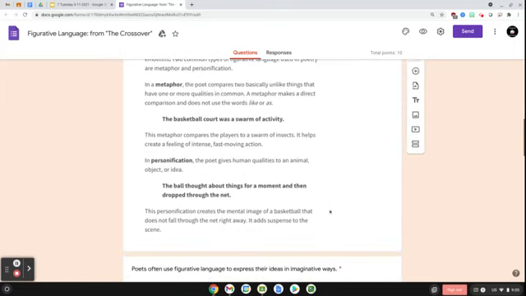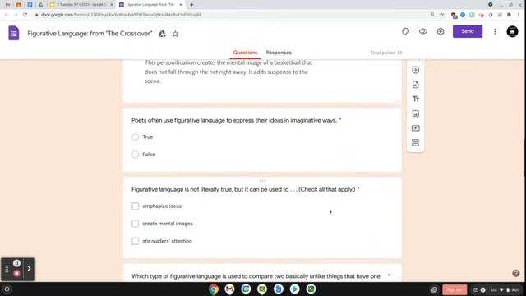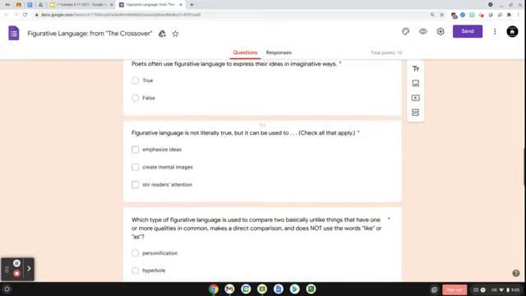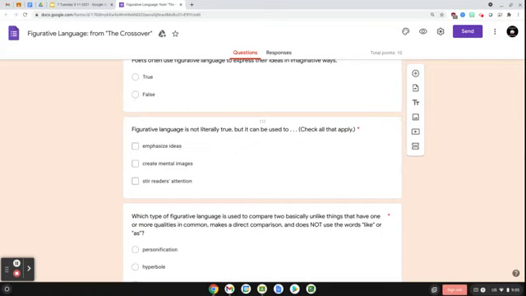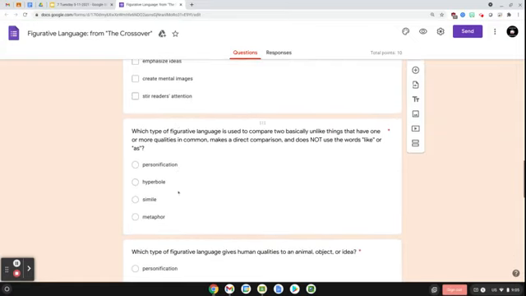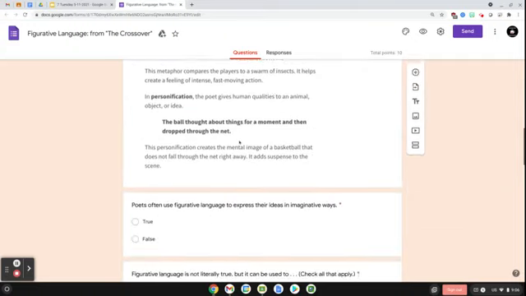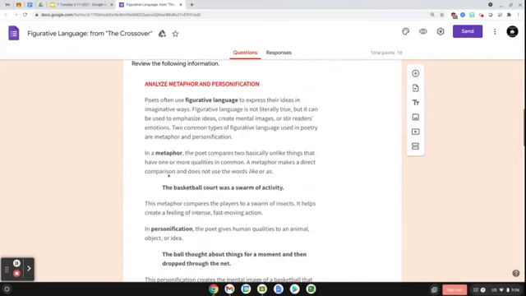Okay, here's the metaphor and personification part. Poets often use figurative language to express their ideas in imaginative ways. We just talked about that. Of course they do. Figurative language is not literally true, but it can be used to what? And we just talked about all of those things as well. Which type of figurative language is used to compare two unlike things that have one or more qualities in common, makes a direct comparison, and does not use like or as. And again, if you forget, it's right here. Okay.